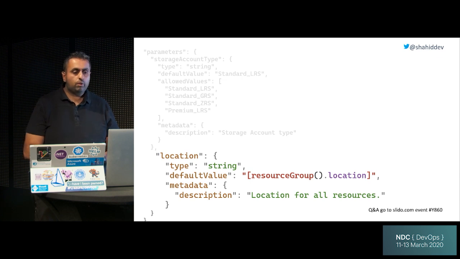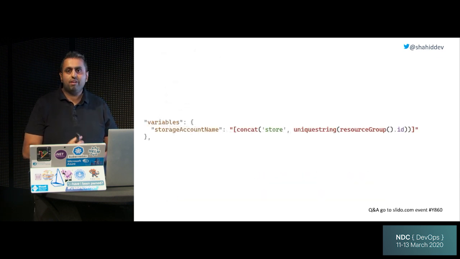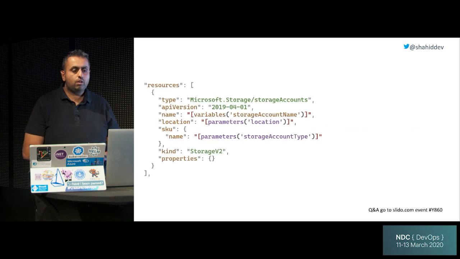Okay, so we've got our parameters. We can also create variables. So here what we're doing is we're concatenating a string called store with another string that we're deriving from some kind of function of an ID. But again, we're now starting to see these unique languages, syntax that we're seeing that's built into what is essentially a string value. Once we have that, we can now go ahead and provision our resources.